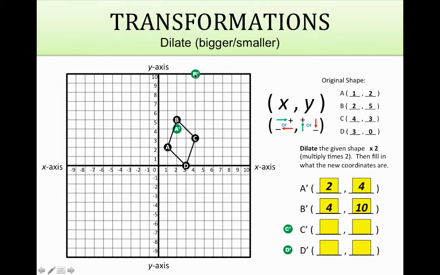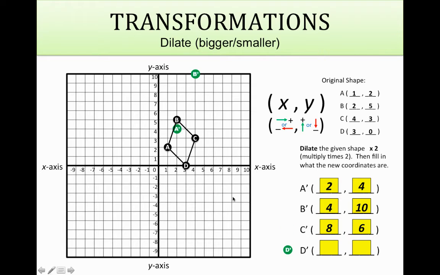This is a 10 by 10 grid, so anytime you get 10 or negative 10, it'll be right there on that edge. All right, this time let's do C prime. So we need to look at C's points. All right, multiply 4 times 2. That'll give us 8. I'm going to go back up here. 3 times 2, that'll give us 6. And those are the coordinates for C prime.